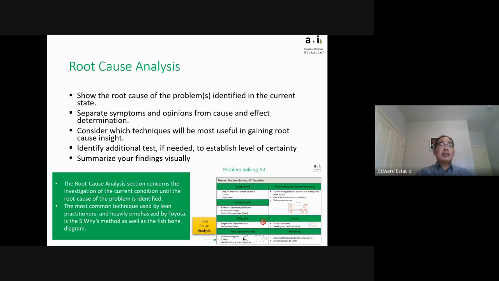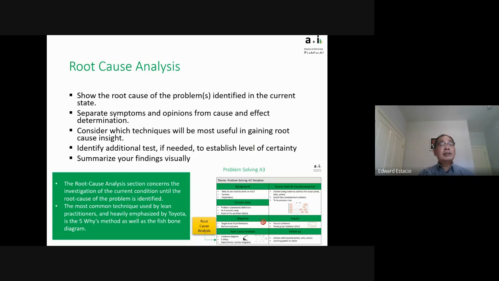Proper root cause analysis. What is the root cause of the current state, the current problem? Do we know that? What kind of tools do we use? Let's separate symptoms and opinions. Symptoms and opinions are just tribal knowledge. That's not the real root cause, and that's the reason why we always go back over and over again to resolving the same problems. Let's consider which techniques will be the most useful in gaining the right insight. What's the right root cause?